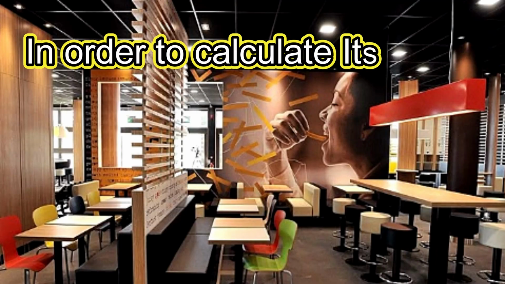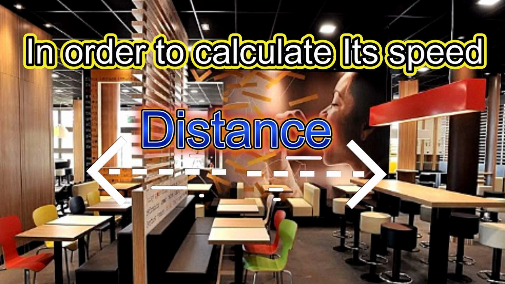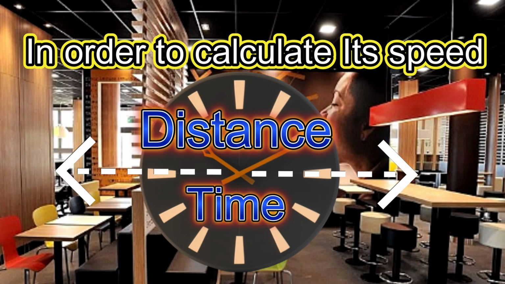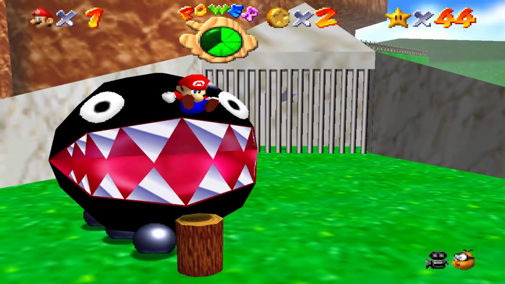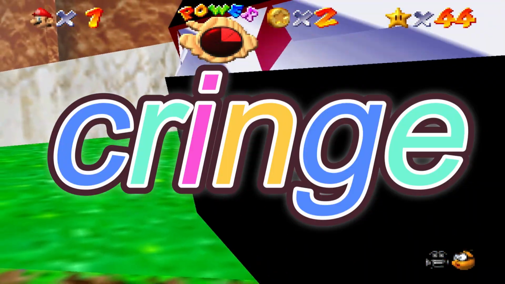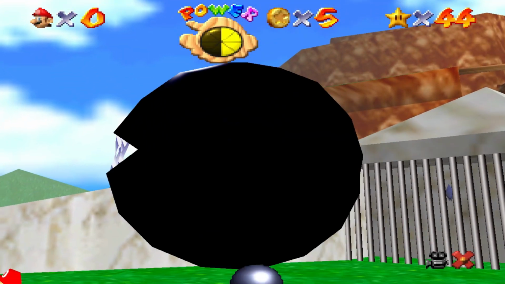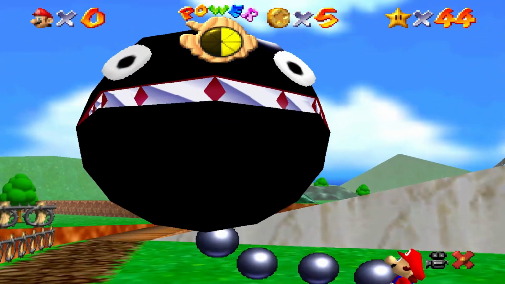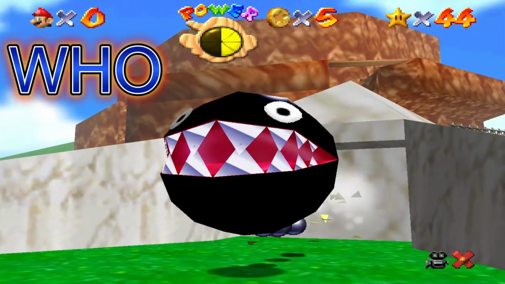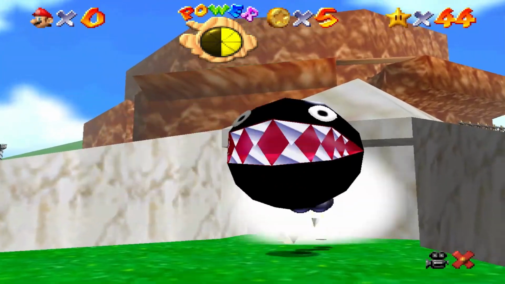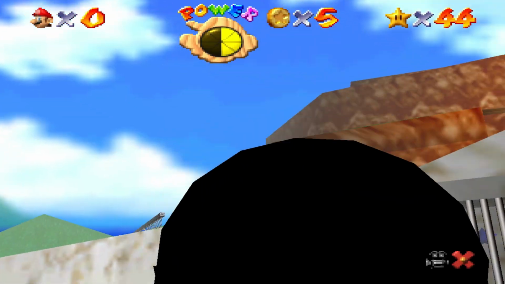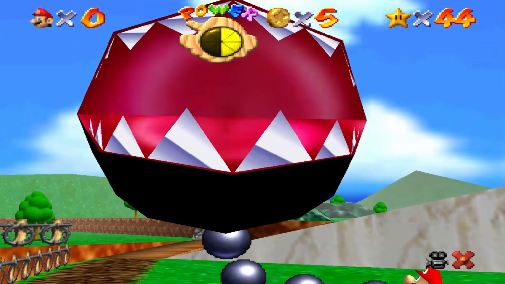In order to calculate its speed, we need to know the distance it travels and at what time it travels that specific distance. We will not be calculating at what speed he thrusts against us, cause that's just cringe. We will calculate the distance in this video when he lets himself loose against the iron fence. Because here, he travels a greater distance at insanely fast time.